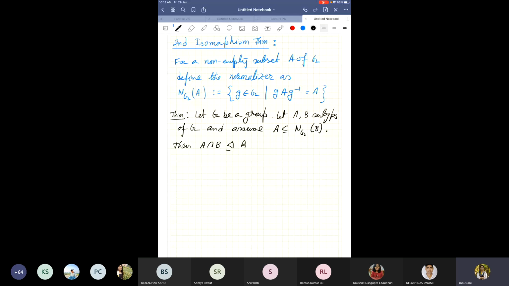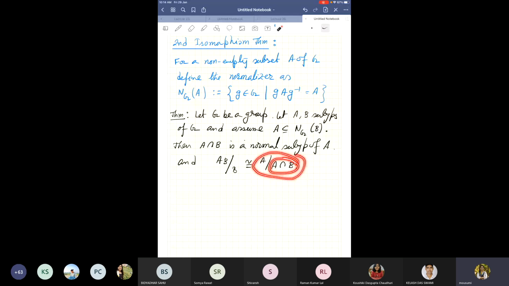Maybe I will write it in words. Then A intersection B is a normal subgroup of A. And not only that, it says that AB quotient B is isomorphic with A quotient A intersection B. So these two groups are in fact isomorphic. Since A intersection B is a normal subgroup of A, I can talk about this quotient group. A quotient group only makes sense if I go modulo a normal subgroup. So first I am showing that this is a normal subgroup, and that is why this quotient makes sense, and it is saying that this quotient is in fact isomorphic with that quotient.